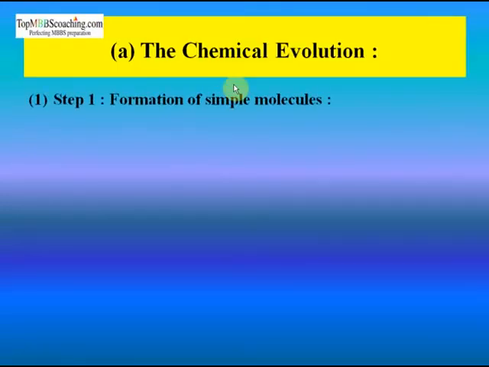So, the entire process of the origin of life proposed by Oparin can be summarized under the following headings. First step is formation of simple molecules. The reactions between simple atoms like carbon, hydrogen, oxygen and nitrogen in the primitive atmosphere led to the formation of simple compounds like water, ammonia and methane. But since the earth was very hot, all these substances remained in the form of vapors in the atmosphere.